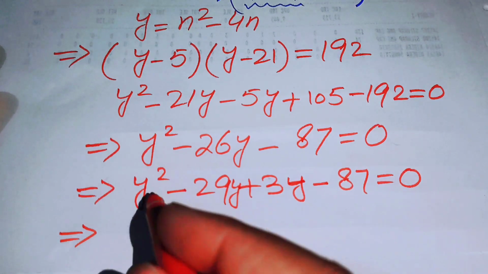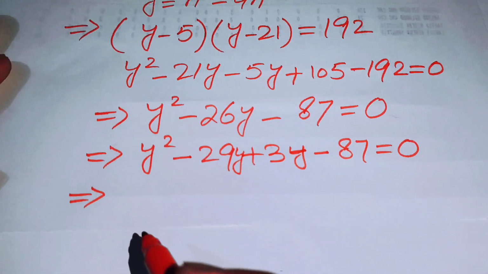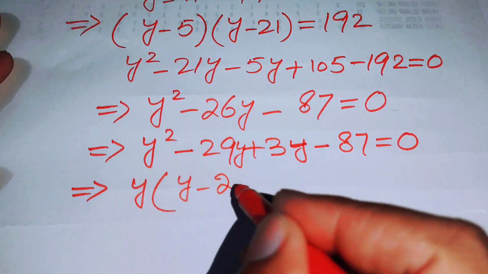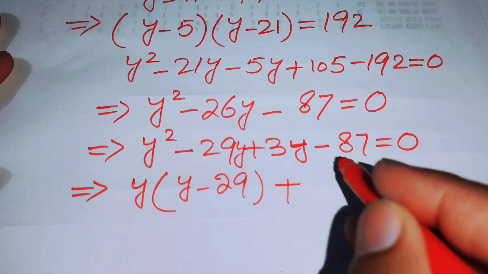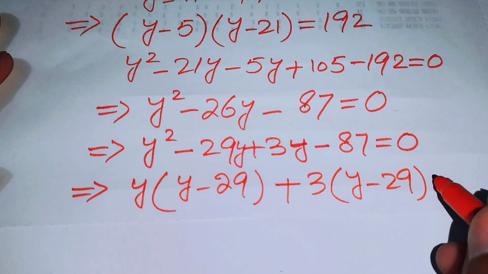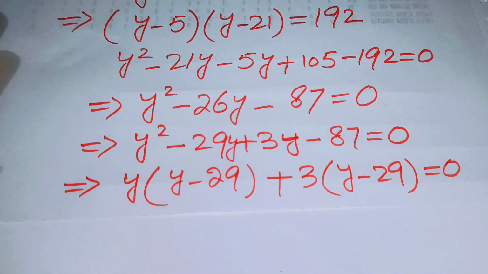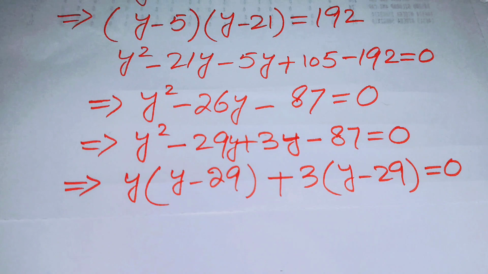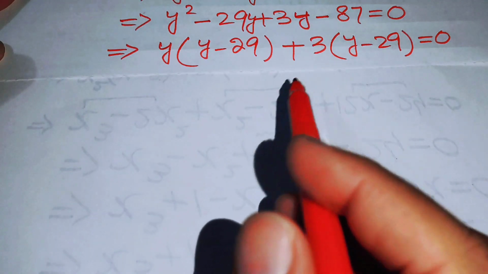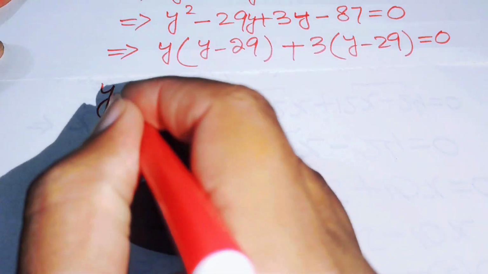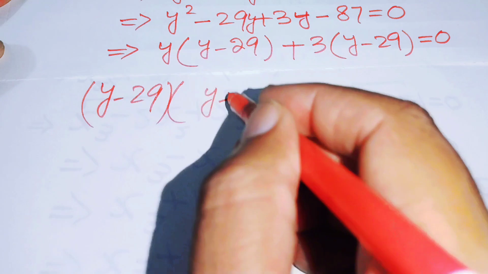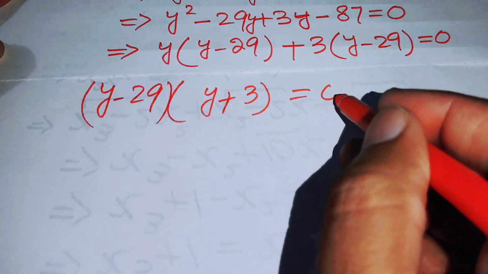So here we take common y from the first two terms, and you will get y times (y minus 29), plus here you take common 3 and you will get y minus 29, and this whole factor is equal to 0. Now in the next step we will take common y minus 29 from both of the terms, and you will get (y minus 29) times (y plus 3) is equal to 0.